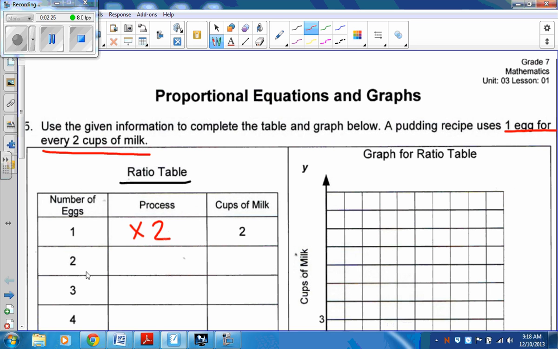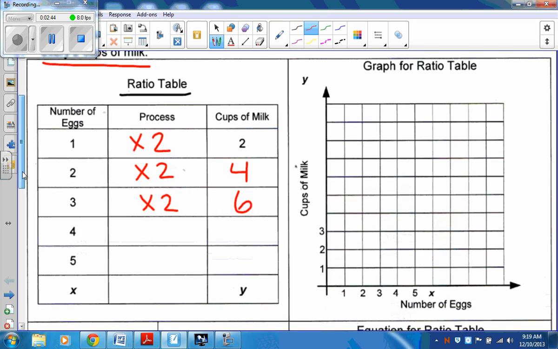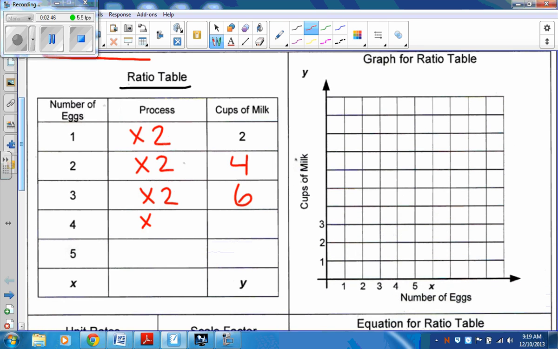So now let's look at what 2 is. 2 times 2 gives me 4 cups of milk. Moving on down, 3 times 2 gives me 6 cups of milk. 4 times 2 gives me 8 cups of milk. 5 times 2 gives me 10 cups of milk.